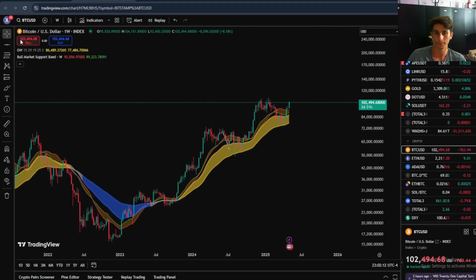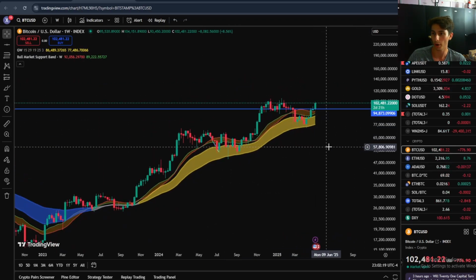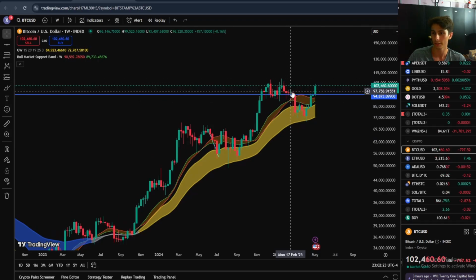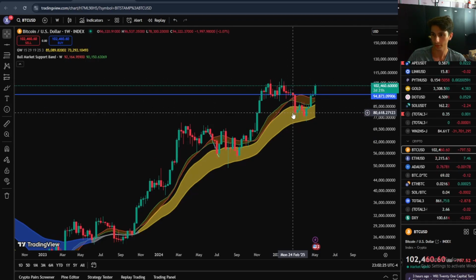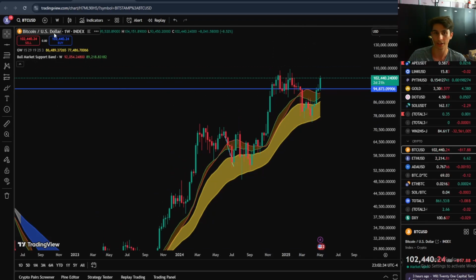like I talked about in my previous video, we really need to get a weekly close above this point from which we broke down in February. As you can see, we had this $95,000 candle, and then we went all the way down to 80,000. We had the death cross, which was around 79k, and then we had this low, which was at 74k.